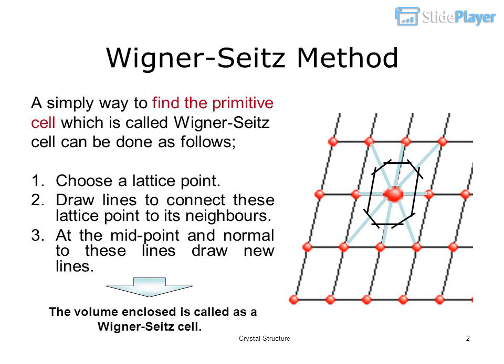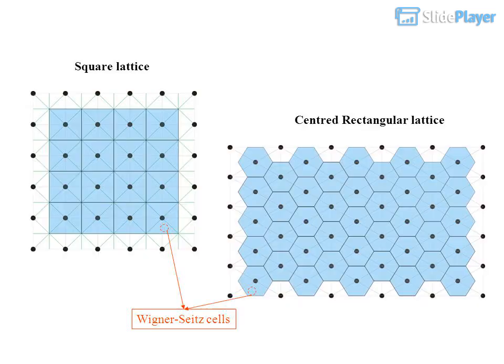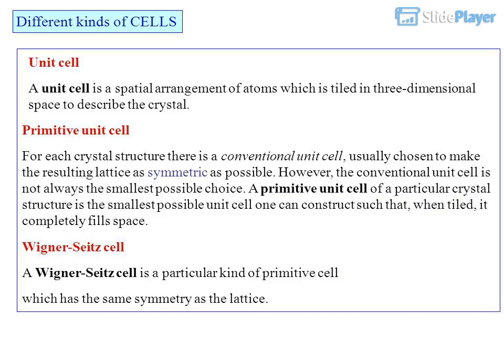Crystal structure 2. Square lattice. Centered rectangular lattice. Wigner Seitz cells. Different kinds of cells. Unit cell. A unit cell is a spatial arrangement of atoms which is tiled in three-dimensional space to describe the crystal.